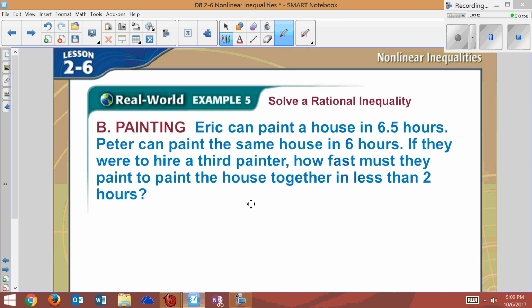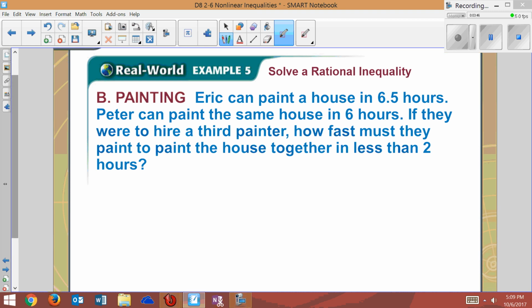Let's try another one. It says Eric can paint a house in 6.5 hours. Peter can paint the same house in 6 hours. If they were to hire a third painter, how fast must they paint to paint the house together in less than 2 hours? So here's your equation.